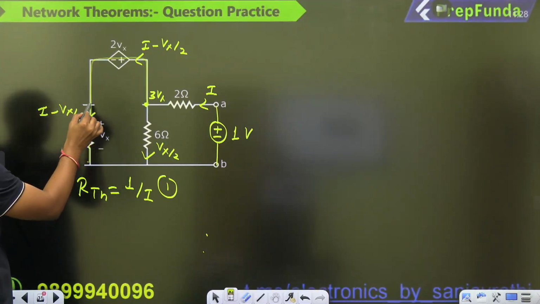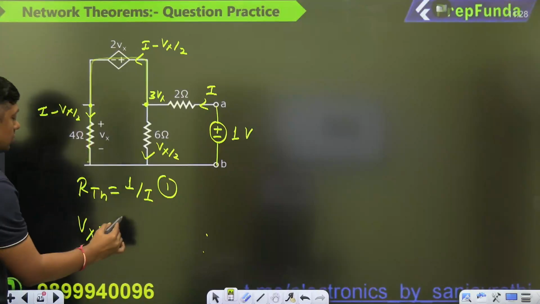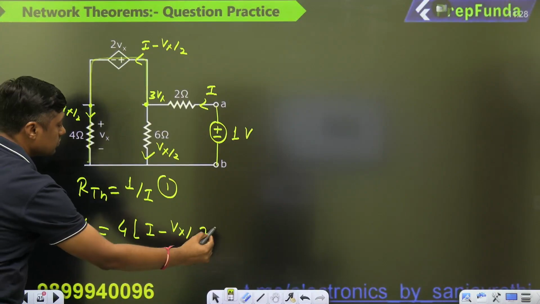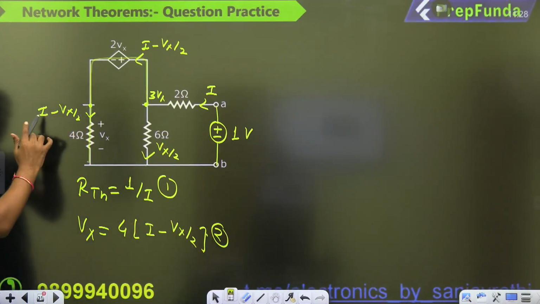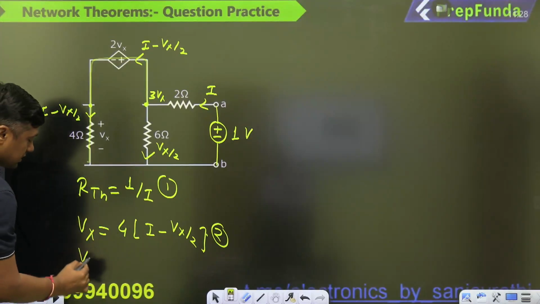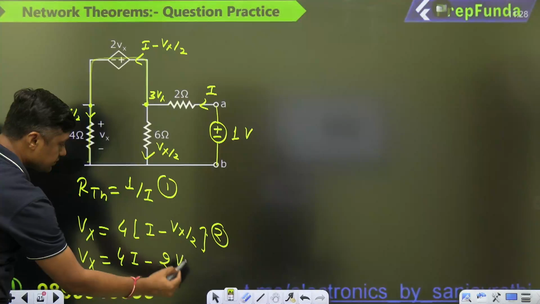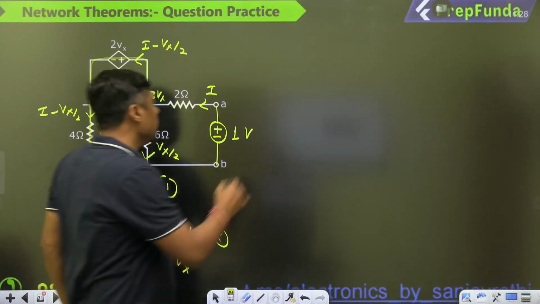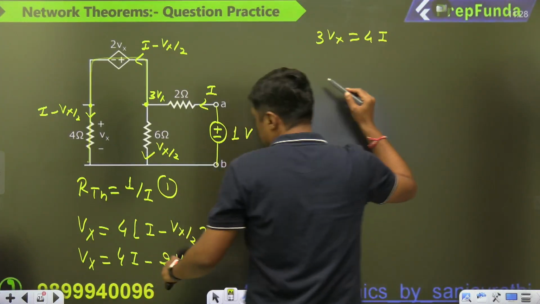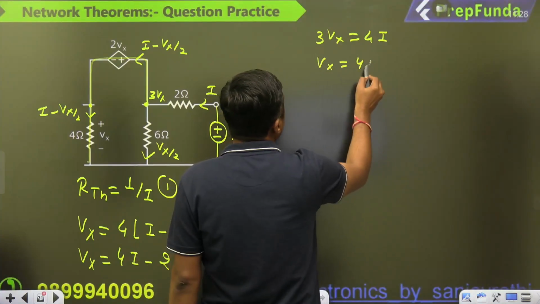So first of all you write what Vx is equal to. Vx is equal to 4 times of I minus Vx by 2. That's why you can write Vx is equal to 4I minus 2Vx. And from that you will get 3Vx is equal to 4I. So what is Vx equal to? 4 by 3 I.